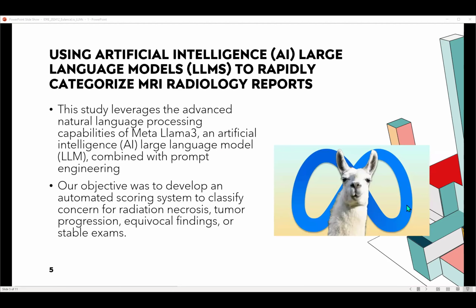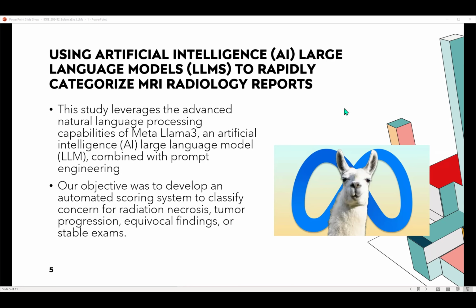So in our project, what we wanted to do was study the temporal evolution of radiation necrosis in patients and to determine whether or not there's any correlation with response to SRS, depending on the type of primary tumor, what kind of treatment they received. And to do that, we wanted to retrospectively analyze a large quantity of MRI radiology reports where our neuroradiologists were able to differentiate between the 2 in their reports.